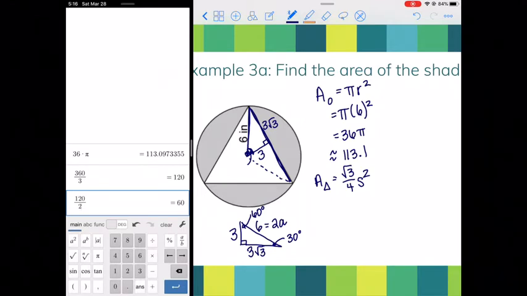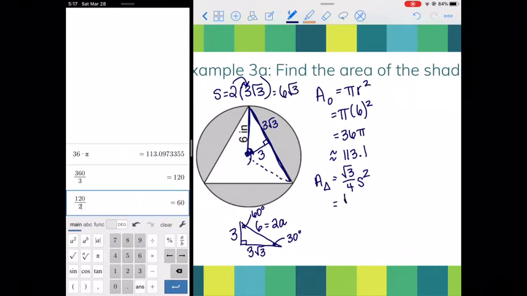So since 3 root 3 is half of the whole side, I'm going to do 2 times 3 root 3. And whenever we're multiplying square roots, remember only those coefficients, the numbers out front, are going to be multiplied together. So that'll be 2 times 3. So the side length here is going to be 6 root 3.